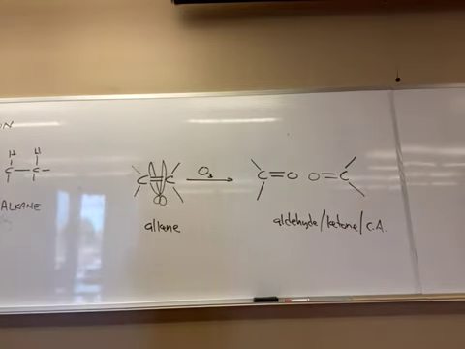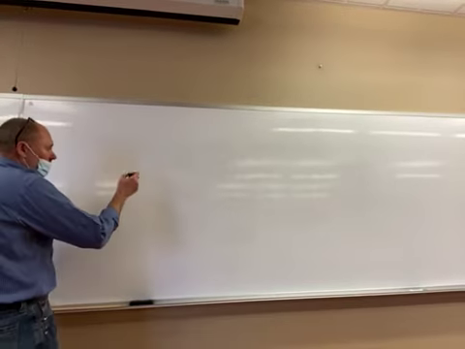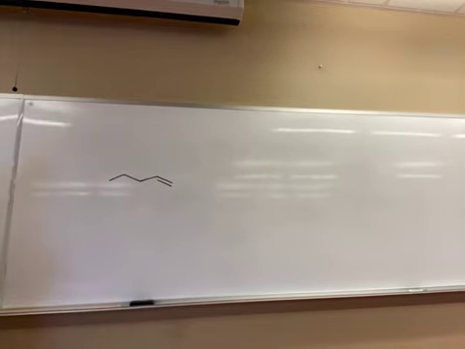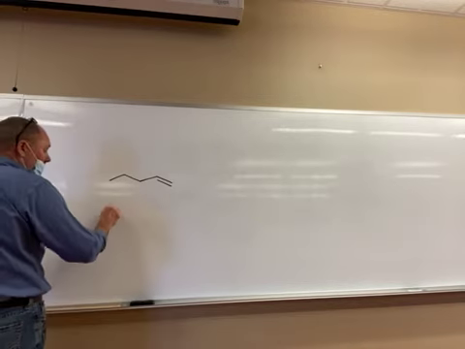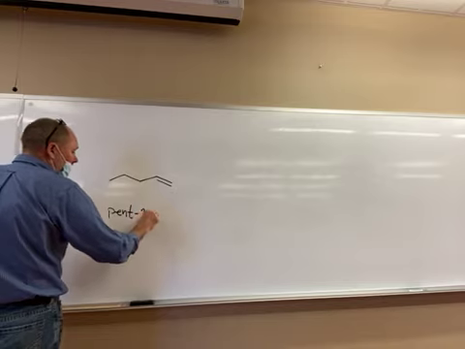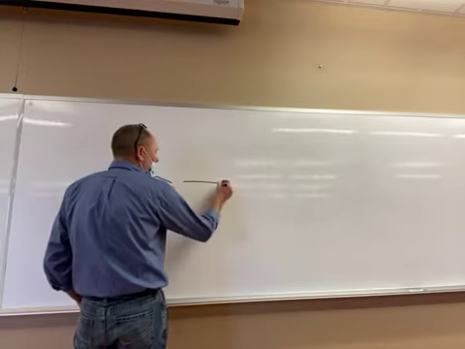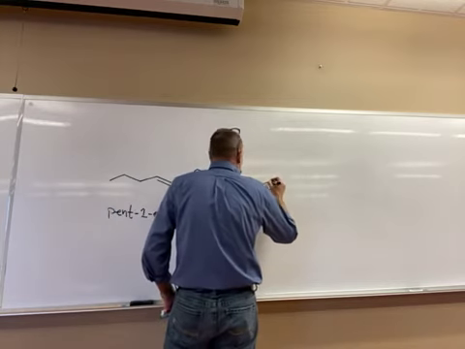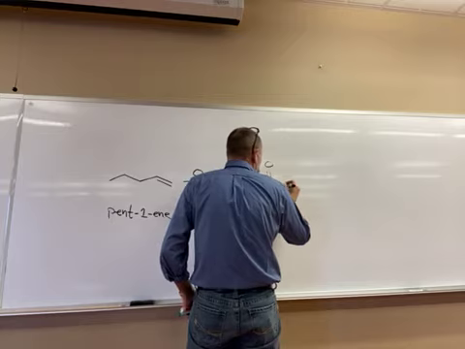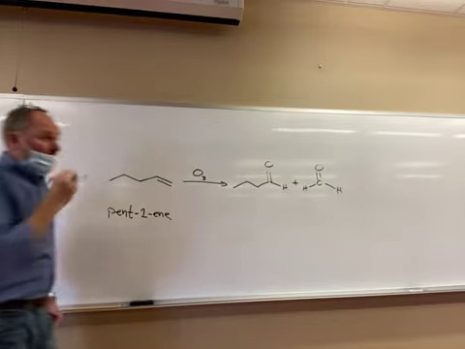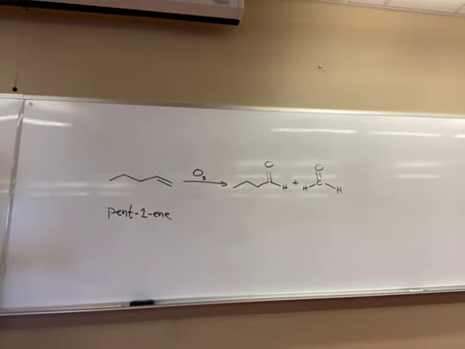So for example, if I take this molecule, pent-1-ene, and I hit that with ozone, I get out butanal and formaldehyde. Okay, cool. So that's where the molecular scissor comes in.